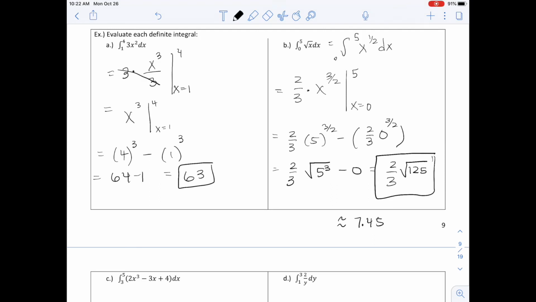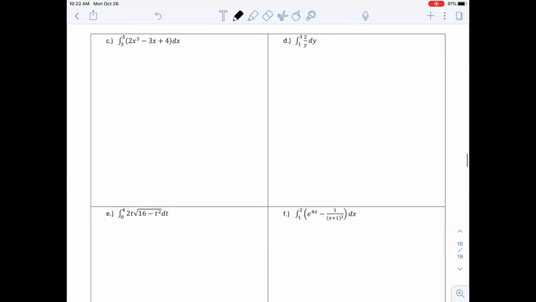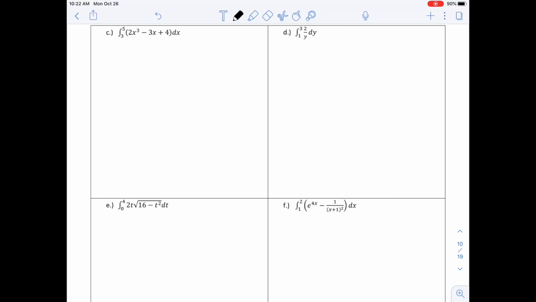So we have some more examples on the next page. Part C says we're going to evaluate the definite integral from 3 to 5 of 2x cubed minus 3x plus 4 dx. Going ahead and doing this problem, we can take the integral of each term individually. And when we do that, that constant value can come out in front. So we would have 2 times, adding 1 to that exponent, x to the 4th divided by 4, minus 3, which is our constant, times x to the 2nd divided by 2, plus 4x.